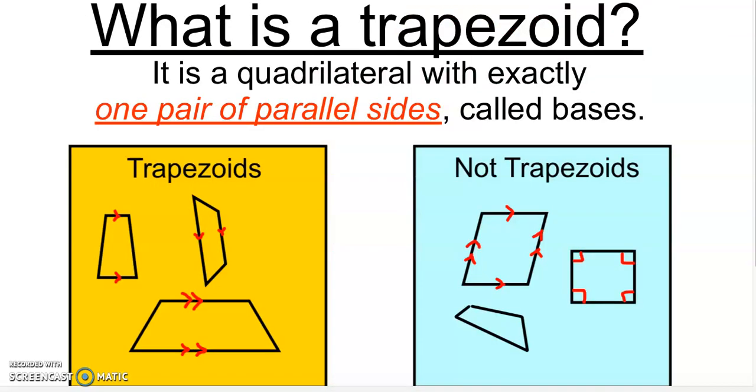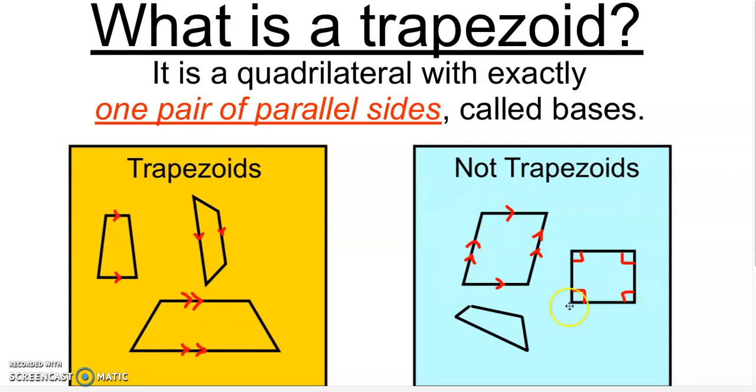A trapezoid, by mathematical definition, is a quadrilateral that has exactly one pair of parallel sides. Parallelograms have two sets of parallel sides. A trapezoid has just one set, and that set of parallel sides we call bases. You'll notice here that these two are the bases on this trapezoid. These two are the bases on this trapezoid. And down here, these two are the bases on this trapezoid.